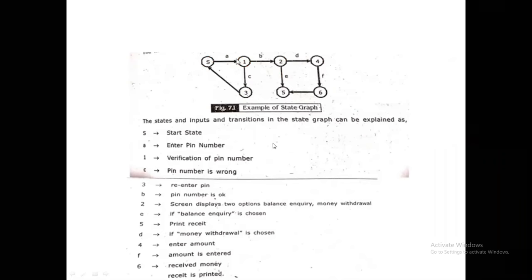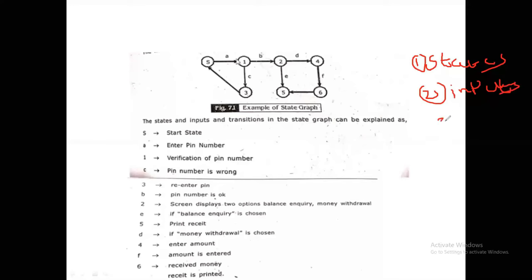If we represent the behavior of the system graphically, that we call a state graph. The state graph consists of first, states, second, inputs, third, transitions, and next, outputs.